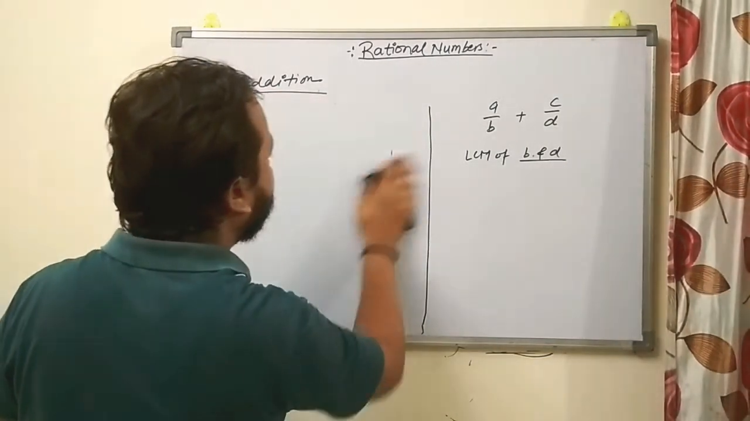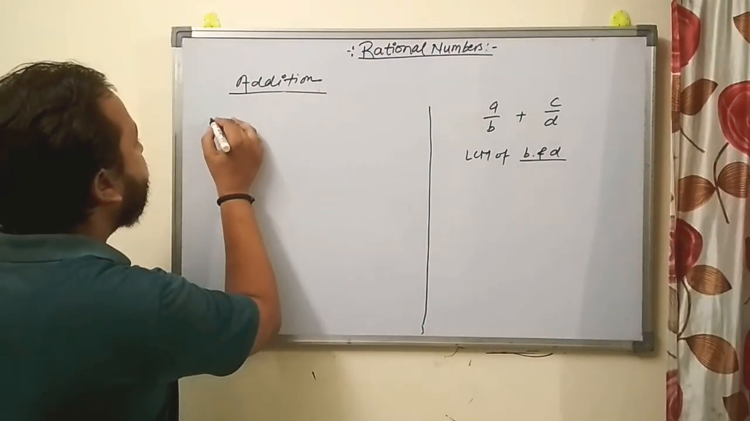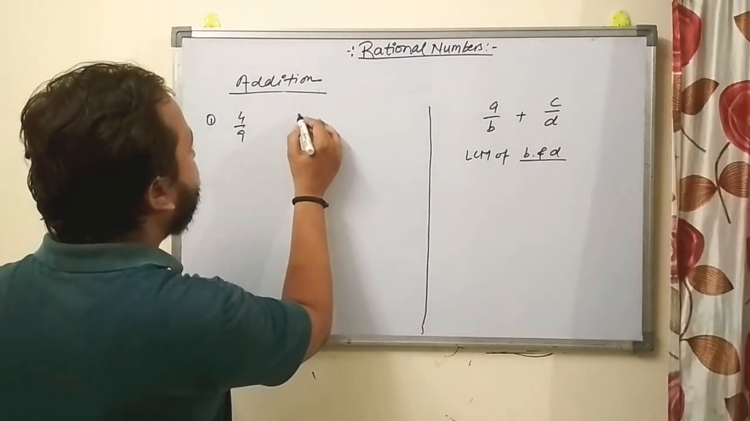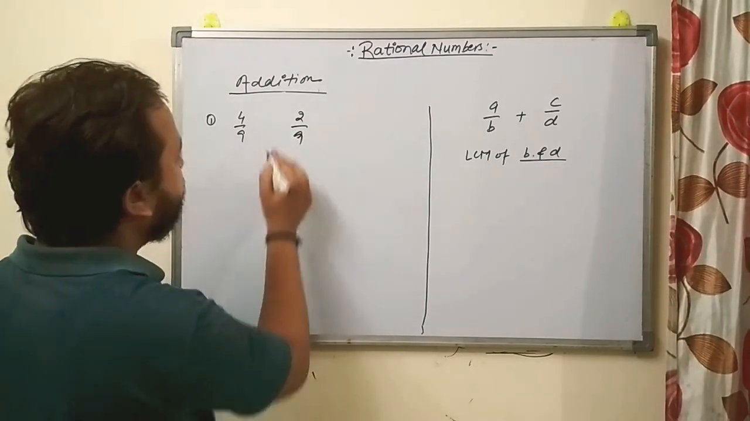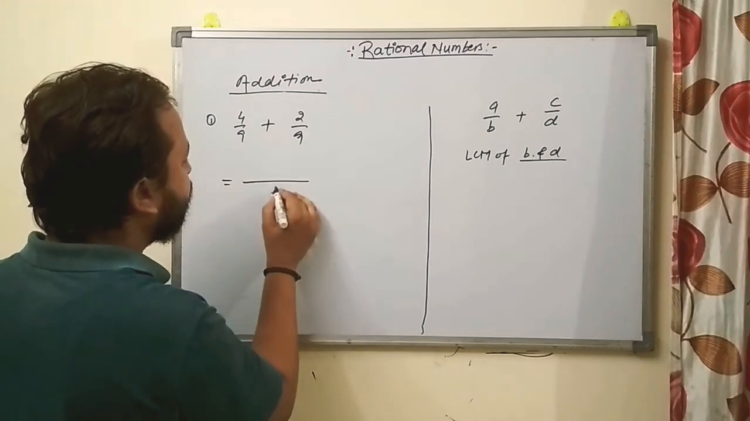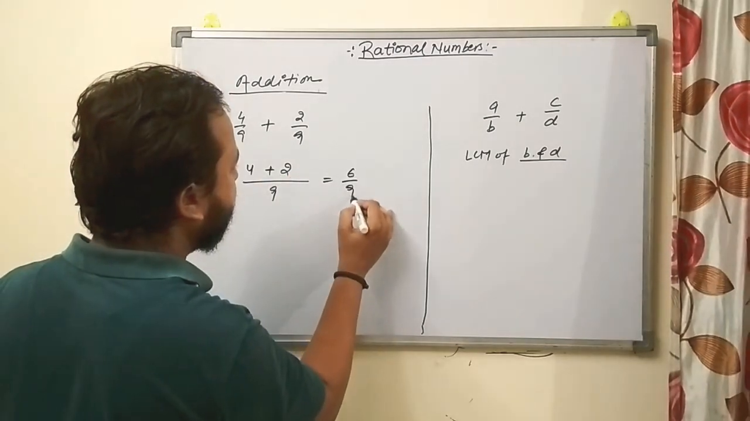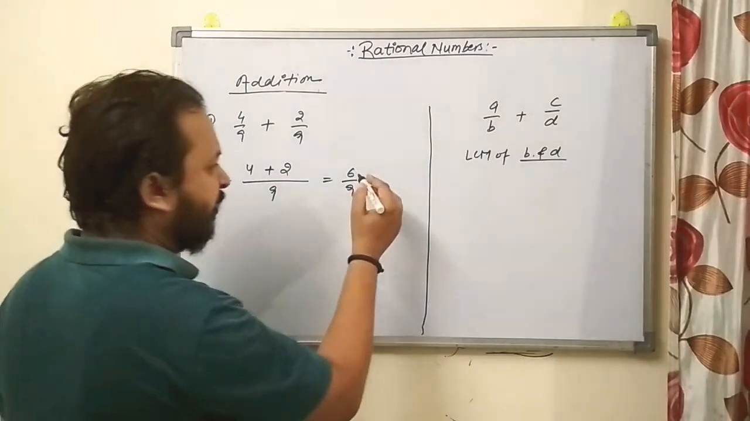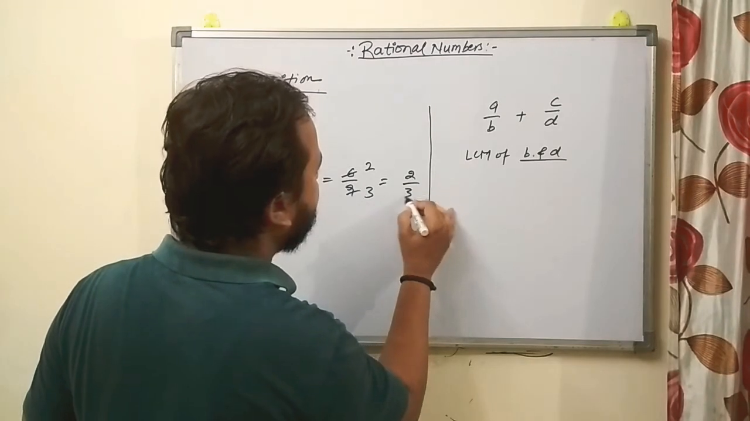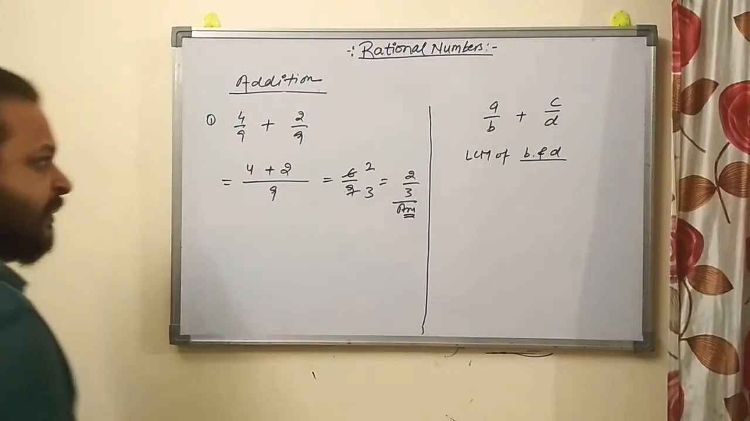So if any number is given as, suppose, 4 by 9, and we have to add 2 by 9 to that, in this case both the denominators are the same, right? So 9, 4 plus 2, that equals 6 by 9. So 3 is common, 3 2s are 6, 3 3s are 9, that is 2 by 3, and this is your answer, right?